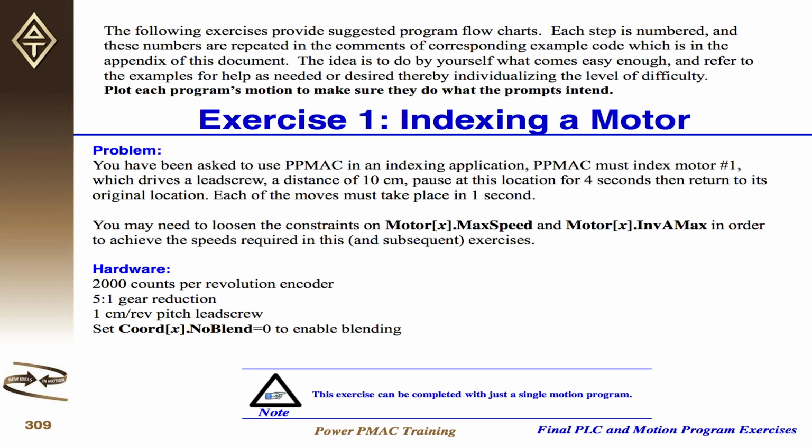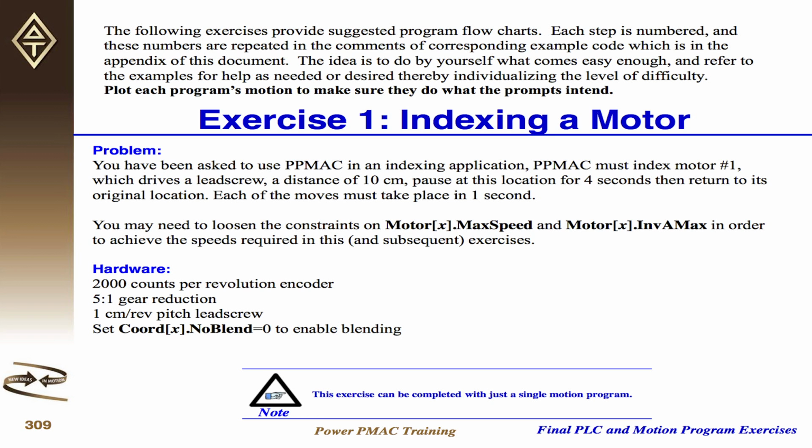So this will be practice in setting up TM and TA to produce the motion in the amount of time that you want. And just to note, this is rather important, the default max speed and INV max settings in PMAC will probably not be good enough to achieve the kind of speeds we're asking. So you want to loosen the constraints on motorx.max speed and INVMAX in order to achieve the speeds we want.